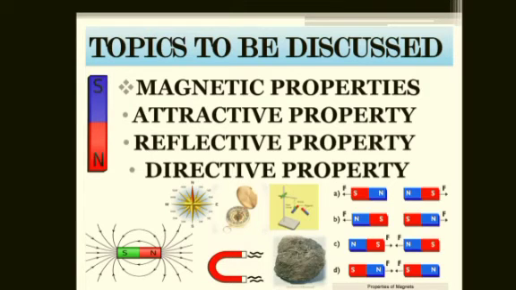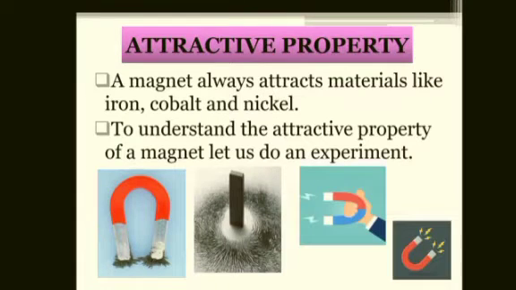Next to be discussed: magnetic properties, attractive property, repulsive property, directive property. In today's video, we are going to discuss majorly the properties of the magnet, that is the magnetic properties. What are the three magnetic properties? Attractive property, repulsive property and directive property. Let us discuss the attractive property.